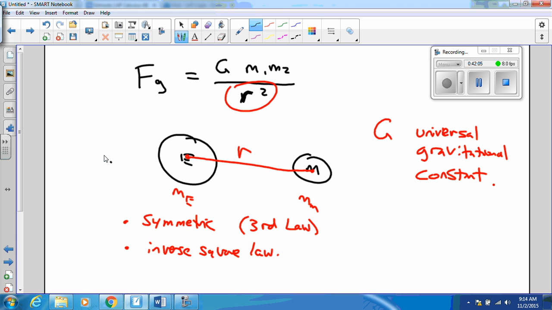Okay, yeah, so let's be clear here. The force due to gravity anywhere in the universe is going to be this constant G, 6.67 times 10 to the negative 11 newton meters squared per kilogram squared, times the product of the masses of the attracting objects divided by the square of the distance.